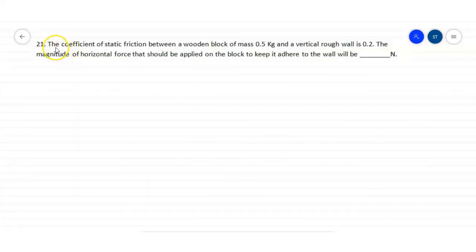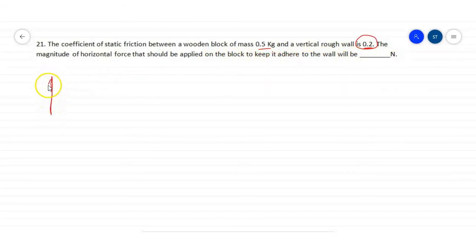Hello everyone. The question given is, the coefficient of static friction between a wooden block of mass 0.5 kilograms and a vertical rough wall is 0.2. Mu value is given as 0.2. The magnitude of horizontal force that should be applied on the block to keep it adhered to the wall will be in newtons.